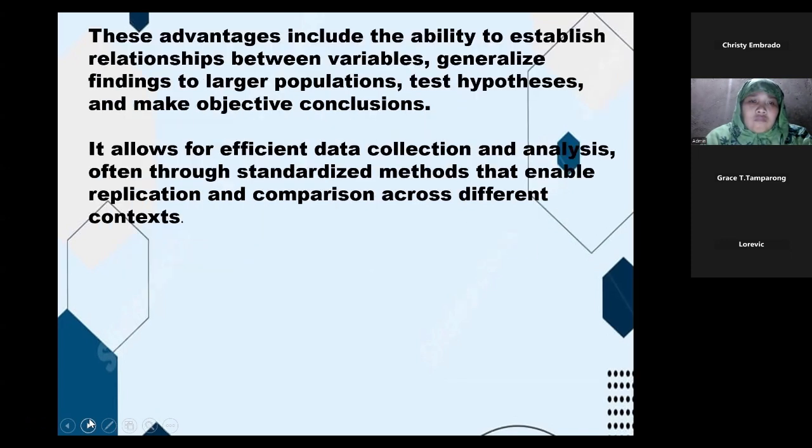So the advantages of quantitative research: there is a relationship between the variables, findings can be generalized to a larger population, it can test hypotheses, and make objective conclusions. It allows for efficient data collection and analysis, often through standardized methods.